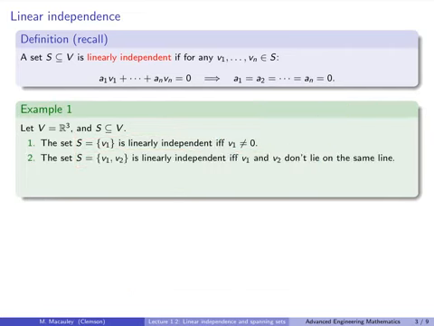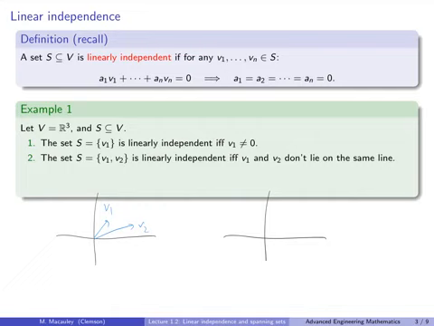Next, consider a set S containing two vectors in R3. I claim that this set is linearly independent if and only if these two vectors do not lie on the same line. I'm only going to draw 2 dimensions instead of 3, just because it's easier. But let me draw 2 vectors. Say this is v1 and say this is v2. These do not lie on the same line.